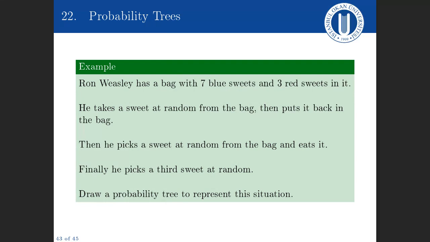And then one more example, final example of today's lesson. Ron Weasley has a bag with 7 blue sweets and 3 red sweets in it. He takes a sweet at random from the bag and then puts it back in the bag. Then he picks a sweet at random from the bag and he eats it. Finally, he picks a 3rd sweet at random. Draw a probability tree to represent this situation.